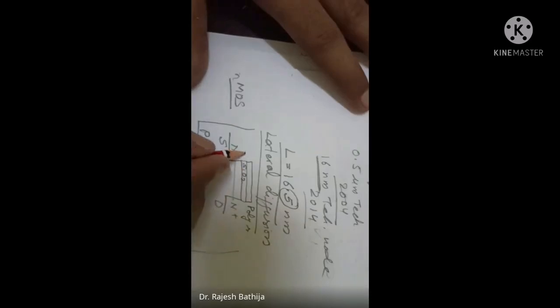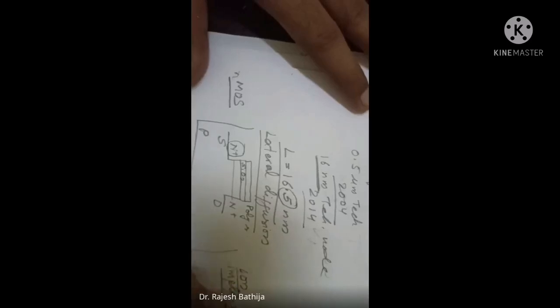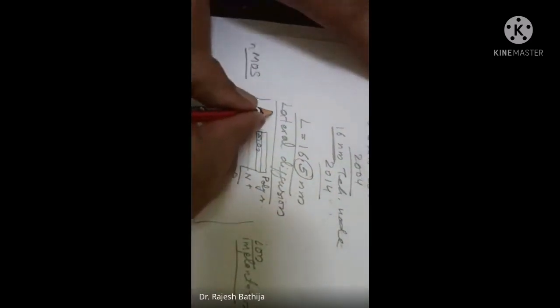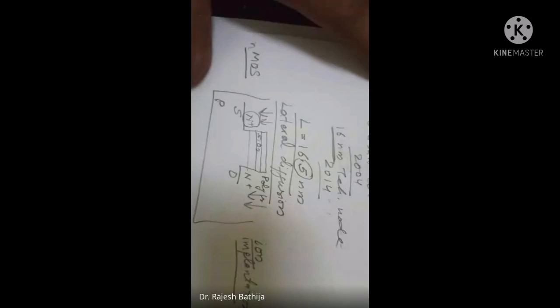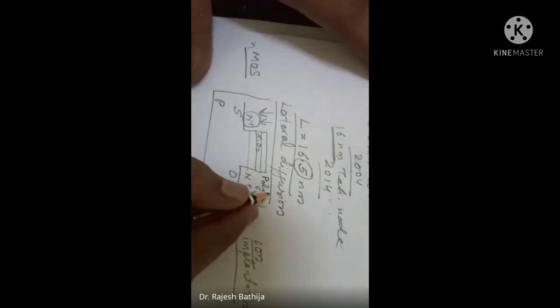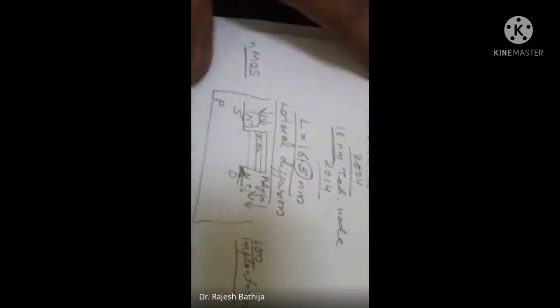Because when we build this N plus using the fabrication approach, we use ion implantation. In ion implantation, we bombard N plus ions, that is phosphorus ions, in this direction. Initially they reach here and there will be a transversal diffusion, which is the diffusion in the direction of the force. After some time, a lateral diffusion will take place, that is, the ions will move in this direction.